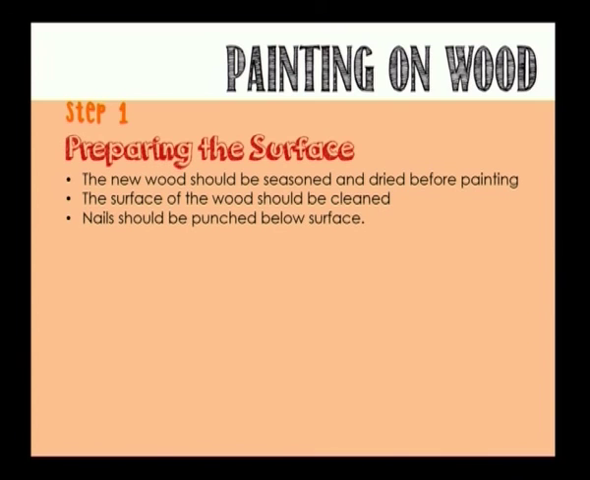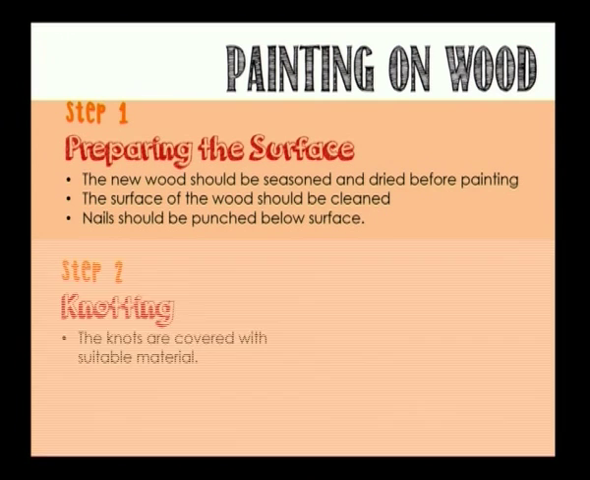Step 1, you have to prepare the surface. The new wood should be seasoned and dried before painting. If you paint on an unseasoned wood, it will not work because there is already trapped moisture inside the wood, which will not let the wood interact well with the paint. The surface of the wood should be cleaned. If there are any nails on the surface of the wood, they should be punched in such that the final surface you get is plain.